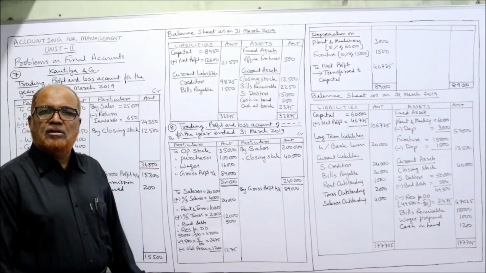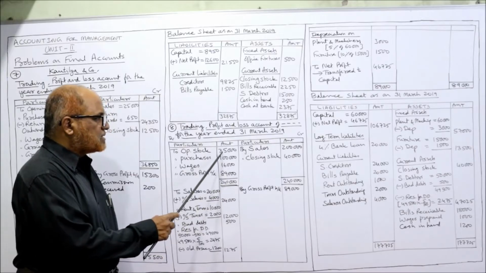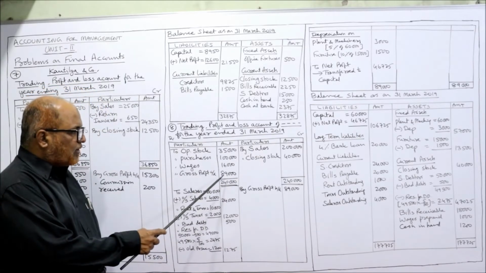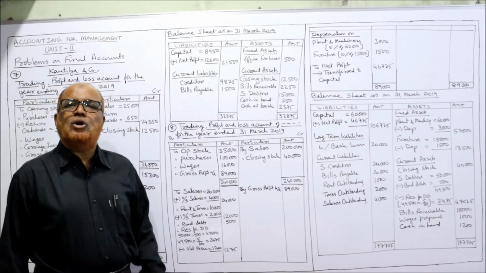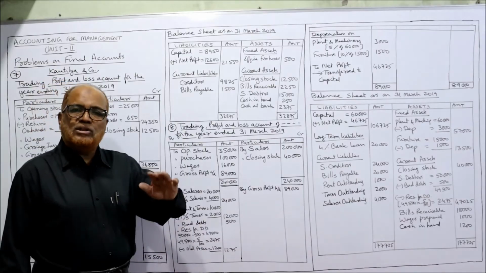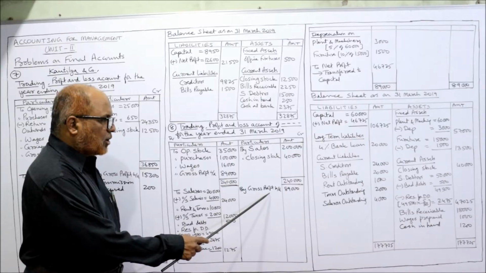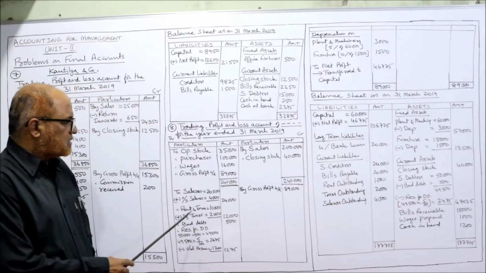Trading account finished. Now credit side 2 lakh plus 40,000, 240. 2 lakh 40,000 minus 35,000 minus 1 lakh minus 16,000. The gross profit, the balancing figure, is 89,000. 89,000 is the gross profit. Now this will be carried over to P&L account. In profit and loss account, by gross profit brought down 89,000. Now we'll take all expenses on the debit side.